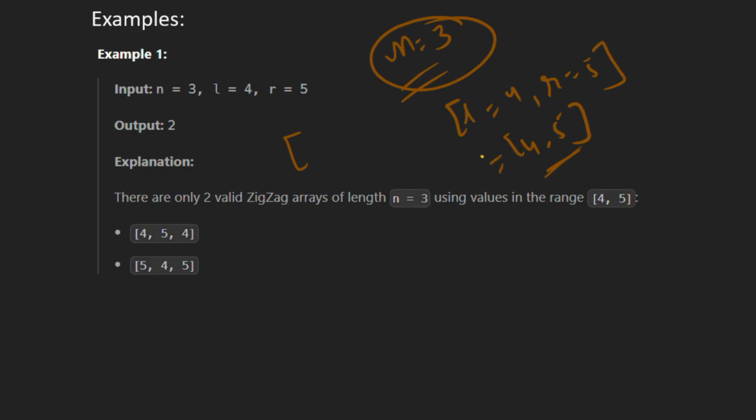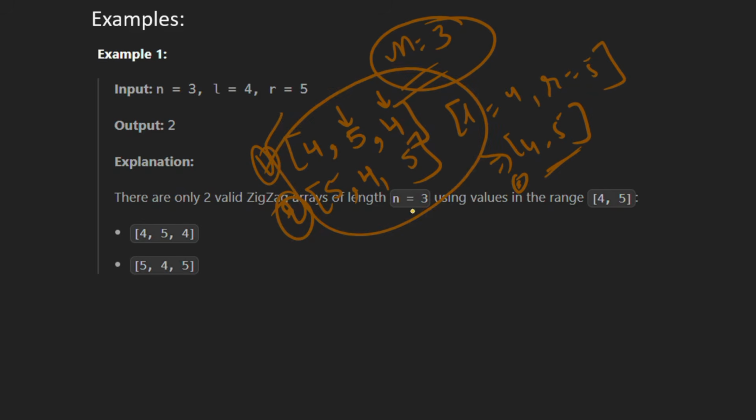The conditions are that the element should lie in this range and no two adjacent elements can be the same. Suppose we put 4 here, then what are the possibilities for the next position? Can we put 4 here? No, adjacent elements should not be equal, so we have to put 5 here. Then for the next position, again we can't put 5, so we have 4 as the option, and we get one array. Then if we put 5 first, we can put 4 and then again 5. So these are the only two possible arrays that follow all the given conditions, so our output is 2.